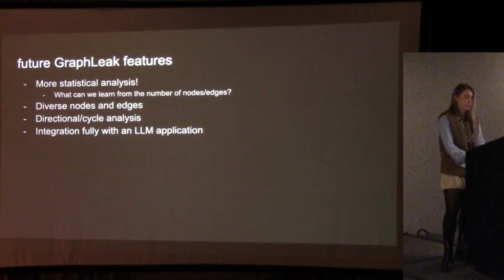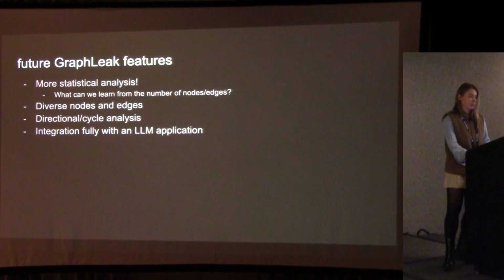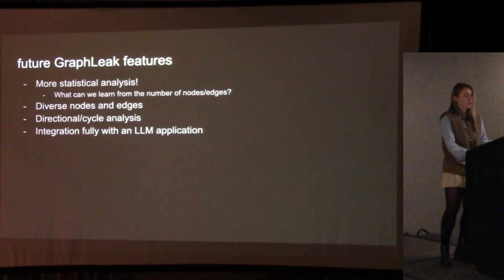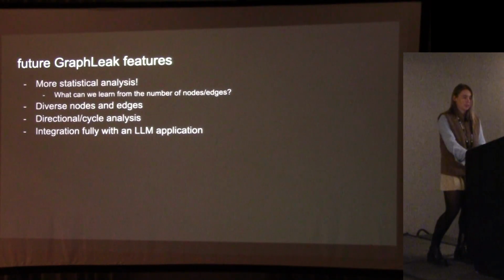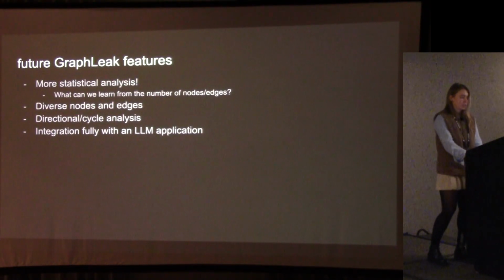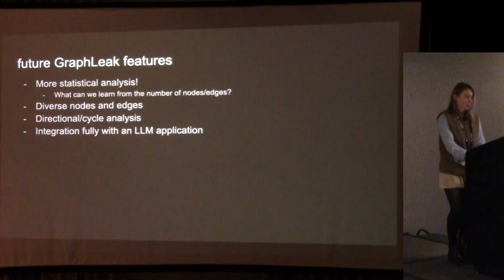GraphLeak was created as a graph visualization tool first, before any addition of LLMs. So my hope is to have this application as a tool for analyzing graphs, first and foremost. For future features that I would like to implement in GraphLeak, I want to do more statistical analysis. So what else can we learn from the number of nodes and edges and other statistics besides risk rating?